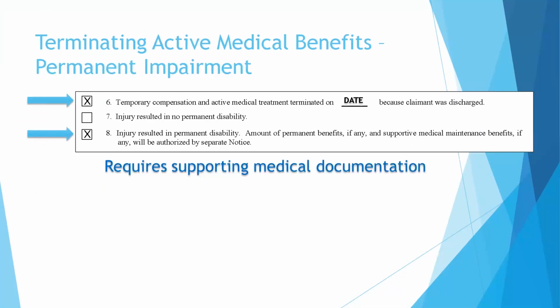Terminating active medical benefits on permanent impairment. This again, you would mark Box 6 on the Notice of Claim Status, include the termination date, and now you would mark Box 8 indicating there is permanent disability. And whenever you have permanent disability, it always requires supporting medical documentation.